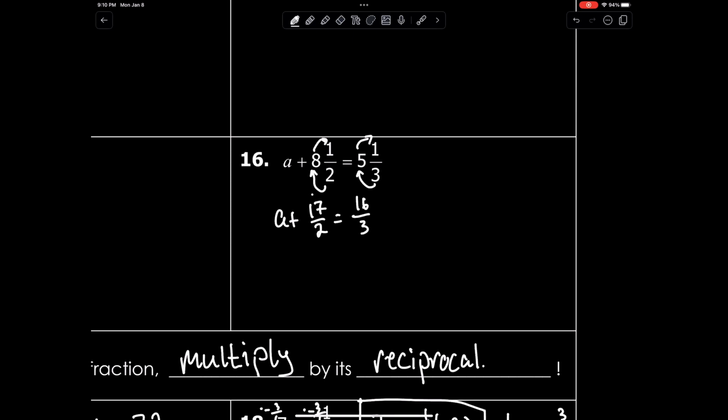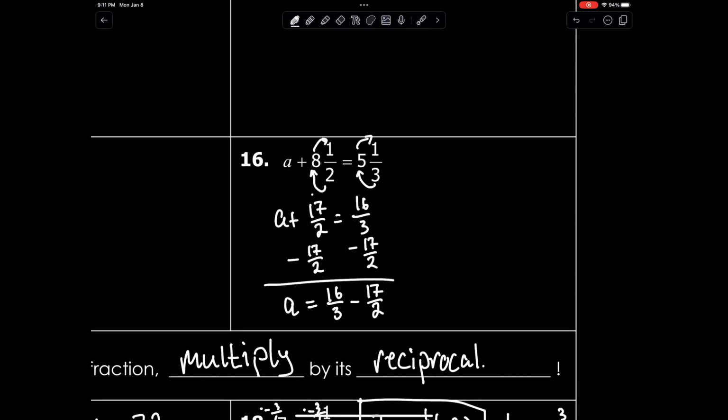Okay, now we want this a. We want this a value right here. Well, that means we want to get rid of that 17/2. If it's a positive 17/2, you want to subtract 17/2 from both sides. So minus 17/2. On the left-hand side, 17/2 minus itself is nothing. It's 0. So you have a plus 0, which is just an a. And on the right-hand side, you have 16/3 minus 17/2.